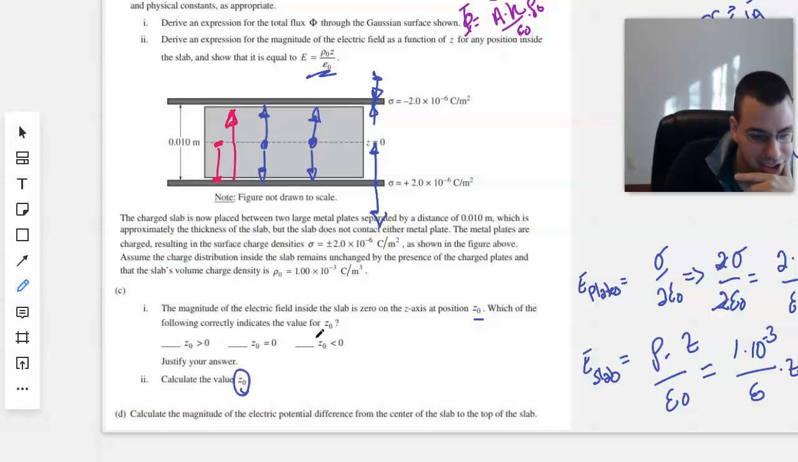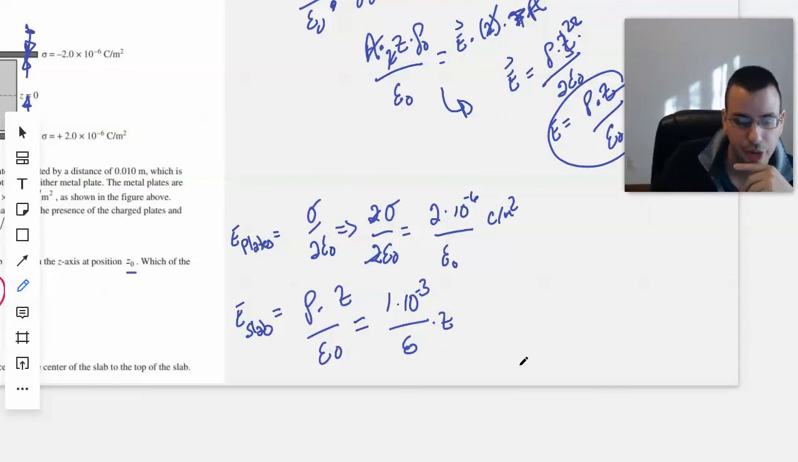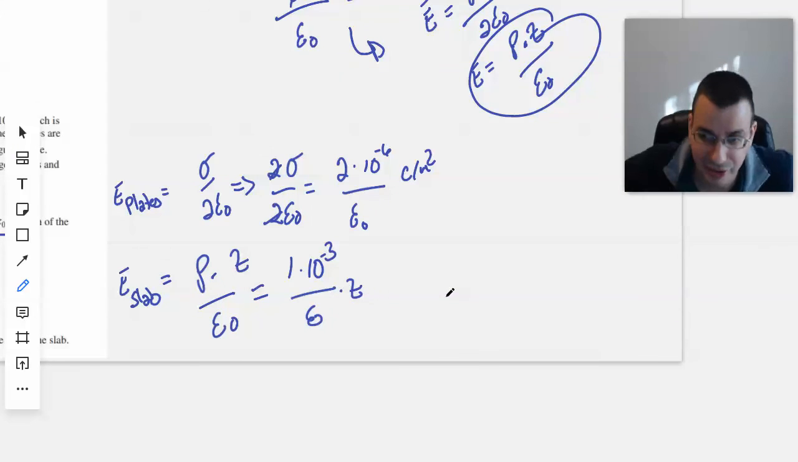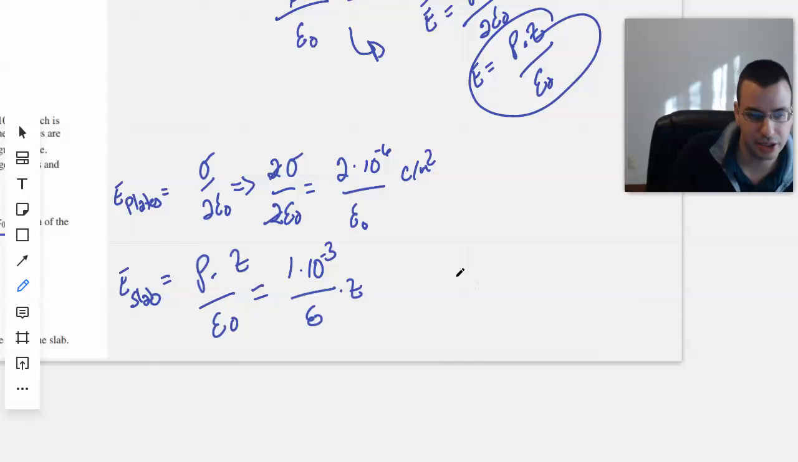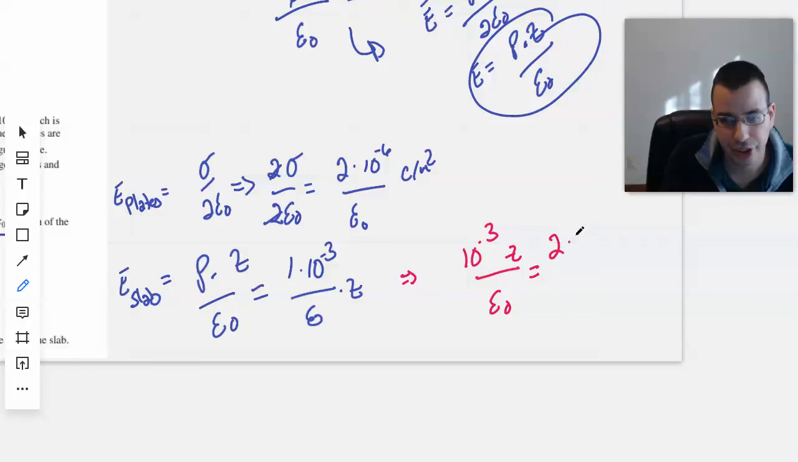So for z less than 0. So we're going to set that these are equal to each other. Is that fair? I'll set them equal to each other. I might get a positive number, but I'm going to know that it should actually be negative. So we have 10 to the negative third, I dropped the 1 because it's just a 1 over epsilon naught, equals 2 times 10 to the negative 6 over epsilon naught.